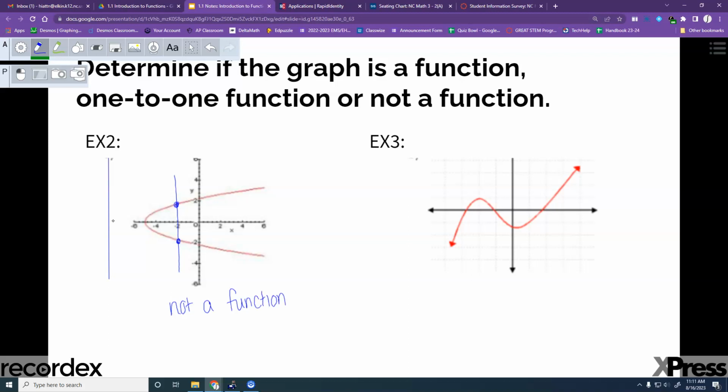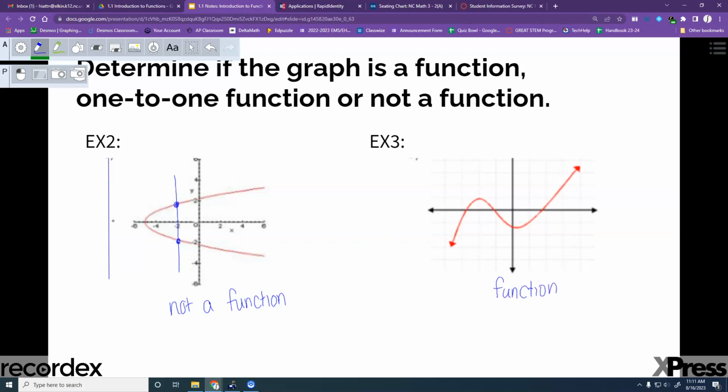All right, so let's check 3. If we take our vertical line and we try to pass it across, is there anywhere that it crosses twice? No. That one's good, right? It passes the vertical line test. So it is definitely a function.